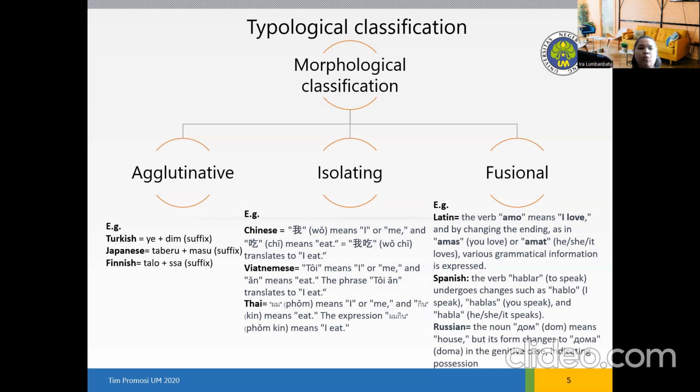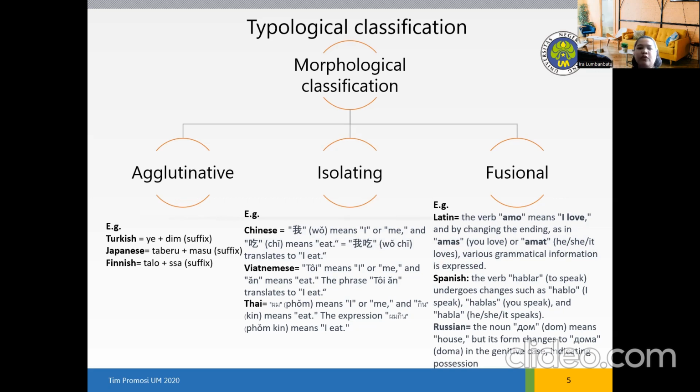For example, in Chinese, the word "wo" means I or me, and "chi" means eat. So "wo chi" means I eat. They are single words, just like in Bahasa. We also have another example in Vietnamese, and then Thai. You can read the examples by yourself on your screen.